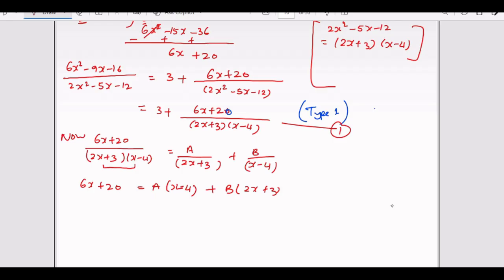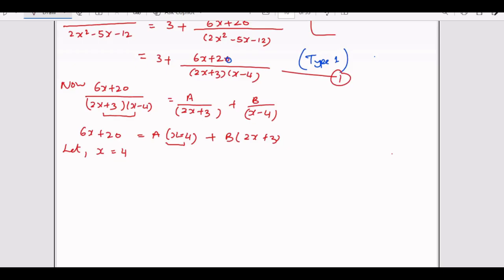Now we get the values of A and B by substituting values of x. Let's say x is 4. When x is 4, this becomes 0. So we have 6 times 4 plus 20, the first term becomes 0, and plus B into 2 times 4 plus 3, right? So here we got 44 equals 11B. That means our B is 4. So we got the value of B as 4.